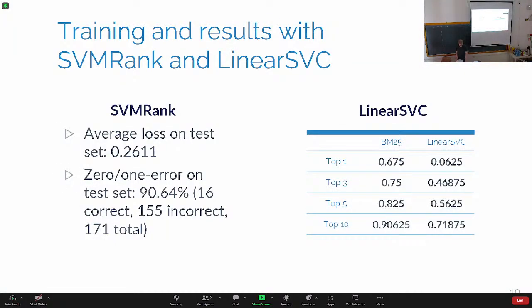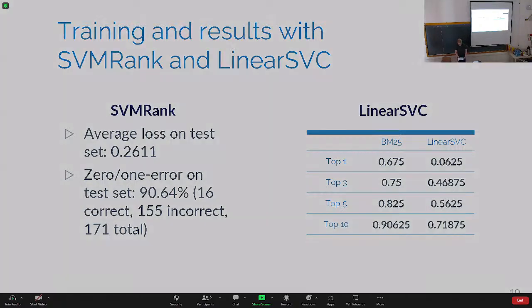I also tried with linear support vector classification, which is actually the same algorithm, but is part of the sklearn API. Similar results were obtained with linear support vector classification. The table on the right shows that the most relevant document was among the top 1 results in 65.5% of cases when ranked by BM25, and only in 6% of cases when ranked by linear support vector classification.